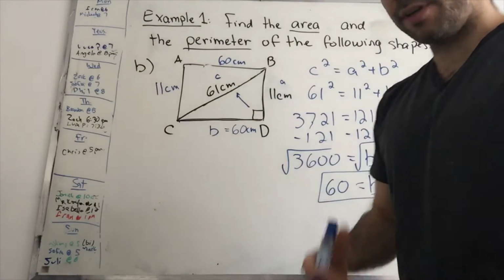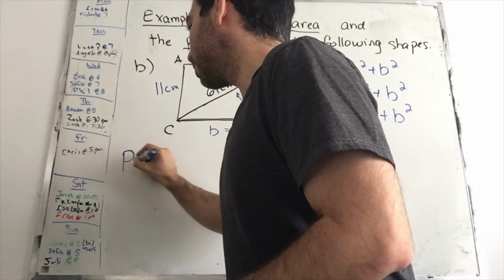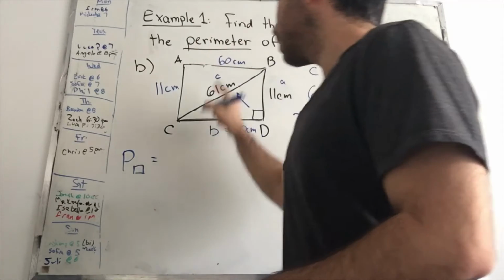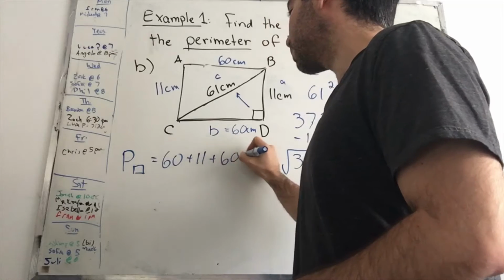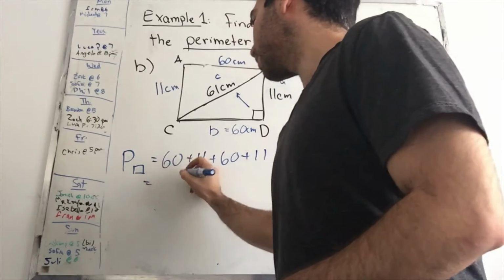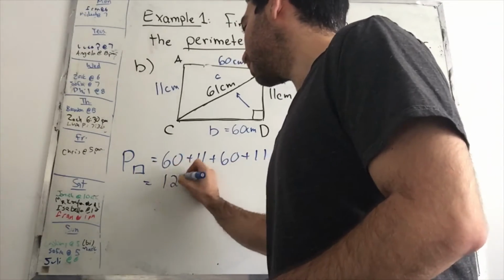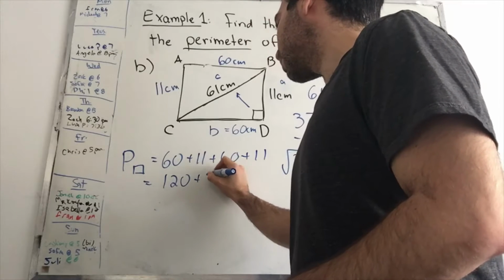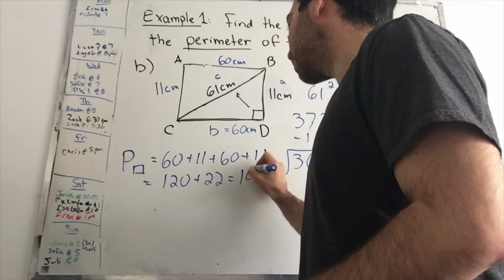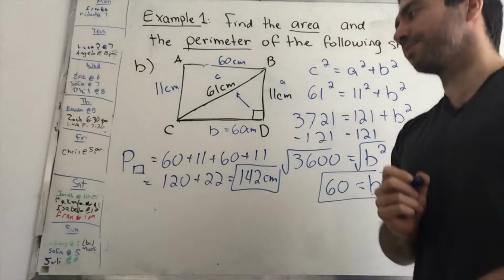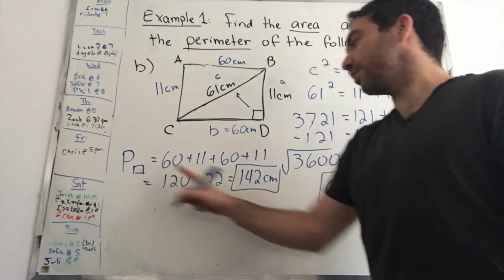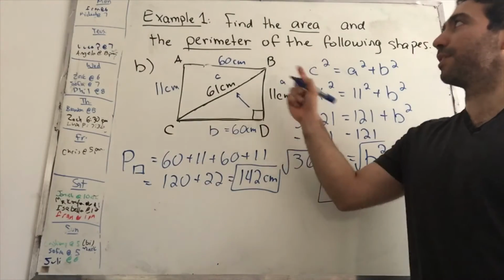How do we find the perimeter? Add up all the sides. So the perimeter of the rectangle is 60 plus 11 plus 60 plus 11. That gives us 60 plus 60 is 120, plus 11 plus 11 is 22. So this gives us a perimeter of 142 centimeters. Okay, so the perimeter of the rectangle is 142 centimeters.